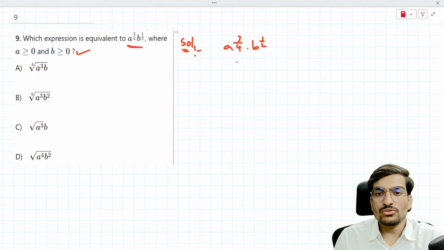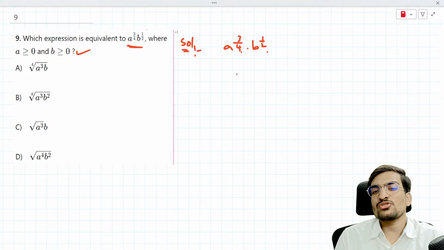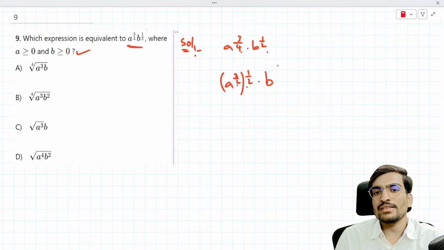What you'll do: a raised to the power of 3/4. What root can we use? Here 4 is there, 2 is there. There is no common root. So let's try to make it. Like, I'll write (a^3/2) whole raised to the power of 1/2. It is still the same. Now why did I do it like that? So that my exponents will be the same for both.